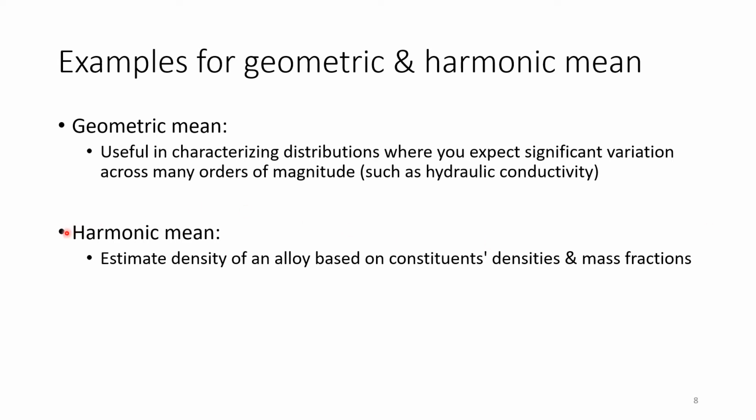Harmonic mean is something that is very often applied, for example, to estimate density if you have different constituents. So you can calculate the density of some kind of mineral matrix or some soil matrix if you have the densities and the mass fractions of the different minerals building up this kind of soil. So that would be an application for the harmonic mean.